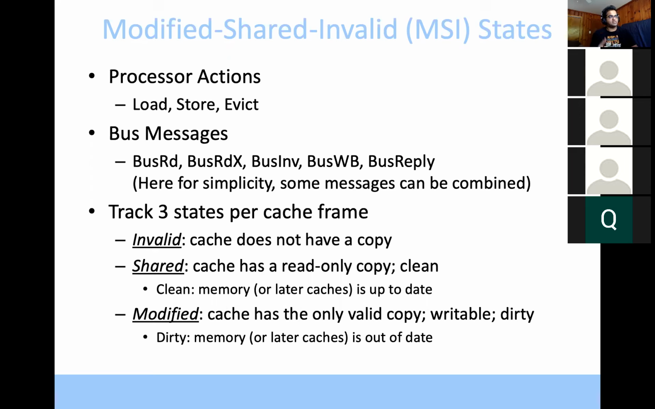And then there's the modified state, which means the cache has the only valid copy, it is writable, and it is dirty. So you'll only transition into the modified state when you do the first write, and then you can stay there as long as you keep writing and nobody else wants to read, right? And if somebody else wants to read, you then have to write that back out and transition to the shared state.